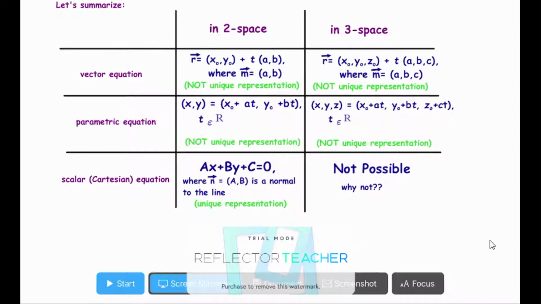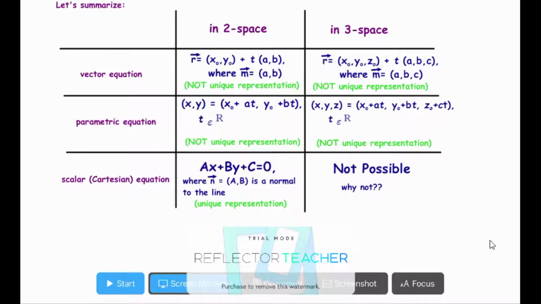Now the parametric equations. We kind of split it up. So x and y are represented by x0 plus a times t, and y0 plus b times t, where t is an element of the reals. Once again, not a unique representation. We can change the value of our parameter as we go.